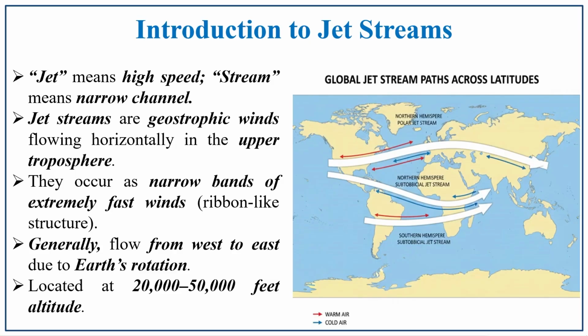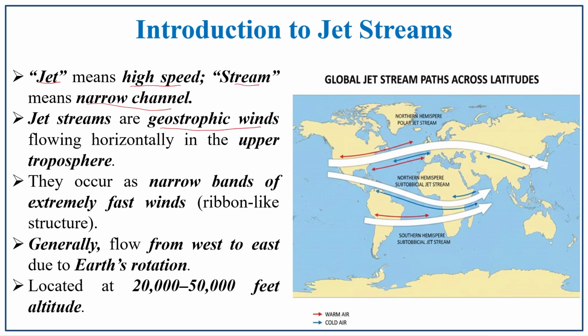These are all the processes involved in generating the geostrophic wind. Now, coming to the jet stream, the geostrophic wind is one of the jet streams. That is why we discussed the geostrophic wind first in the initial slides. The word jet means high speed, and stream means a narrow channel, like the stream in fluvial or river action. This is the meaning of jet stream. The jet streams are geostrophic winds.